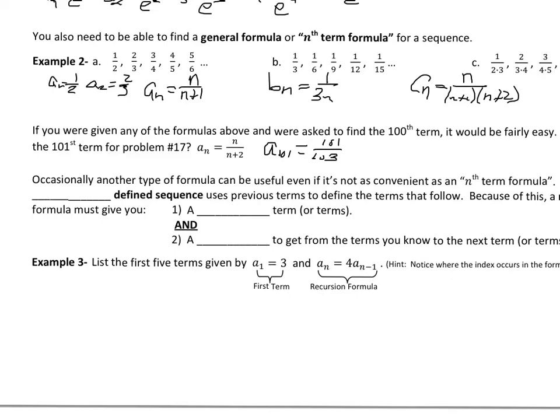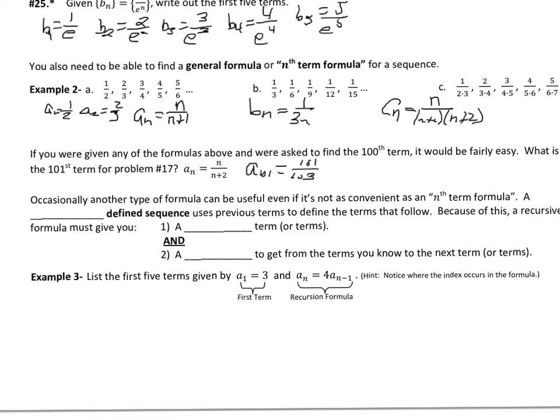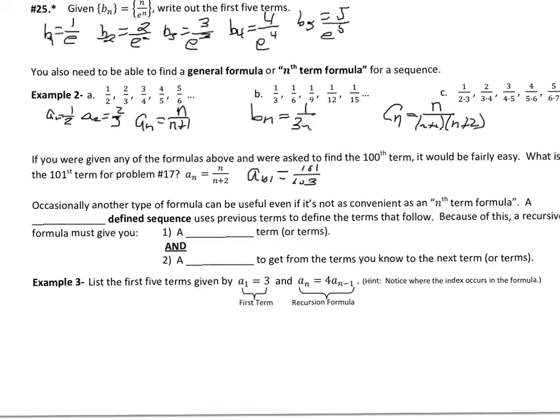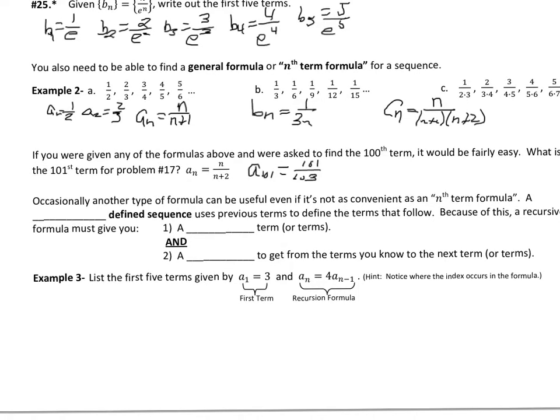Now occasionally there are other types of formulas that are useful. These formulas are called recursively defined sequences. Recursive is the key word there. What does that mean? A recursively defined sequence uses previous terms to define the terms that follow. So our second term is going to be dependent upon our first term. Our 8th term is going to be dependent upon our 7th term, and maybe even our 6th term.